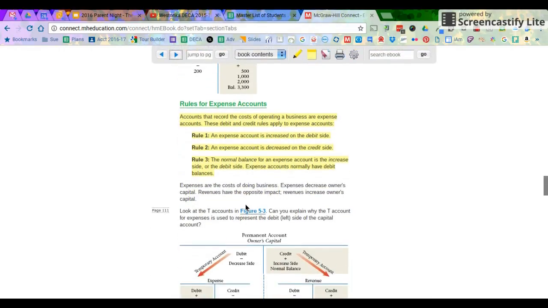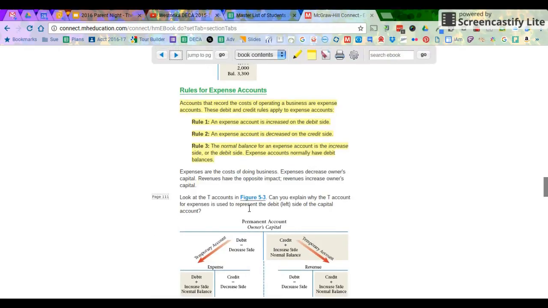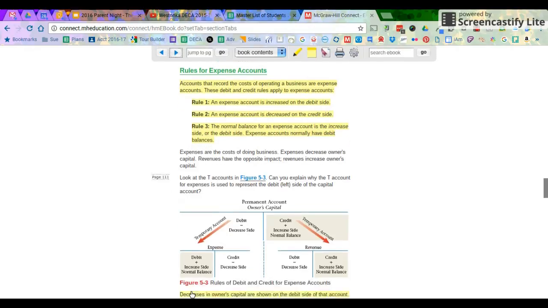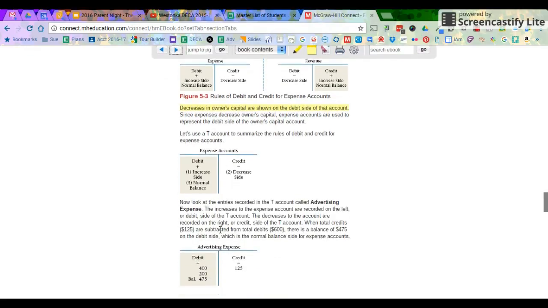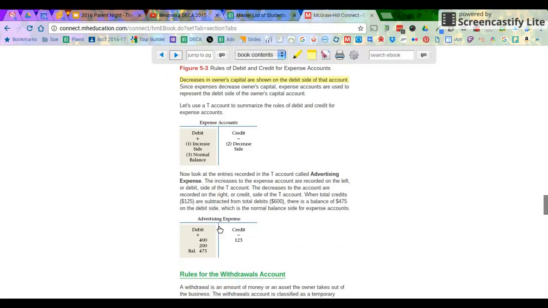Expenses are going to be just the opposite. An expense we know decreases capital. So the increase side is going to be the debit side. The decrease side is going to be the credit side. Normal balance is going to be on the debit side. So here we have these two coming off of capital. Here's an example, advertising expense. We have two debit transactions, a 400 and a 200, and a credit balance. And again, you really don't have a credit balance. You either incur an expense of doing business or you don't. It might be a mistake or something if you had a credit, but we'll talk about that a little bit more.